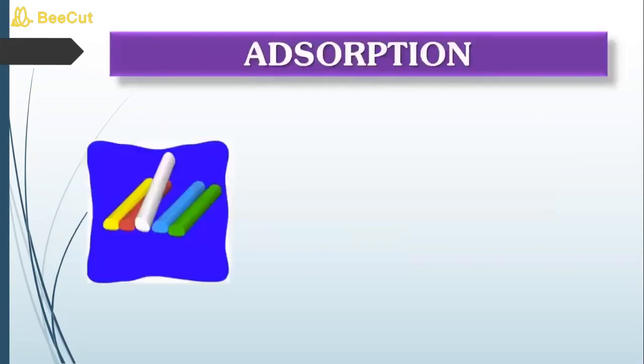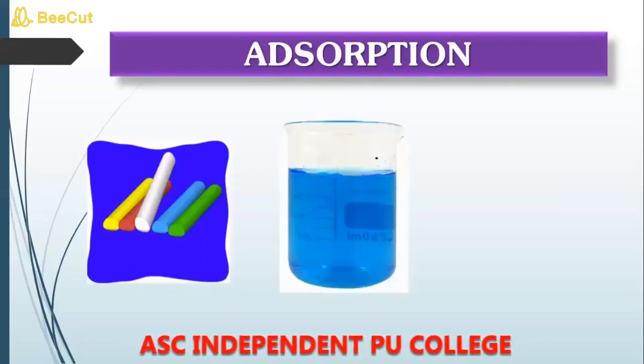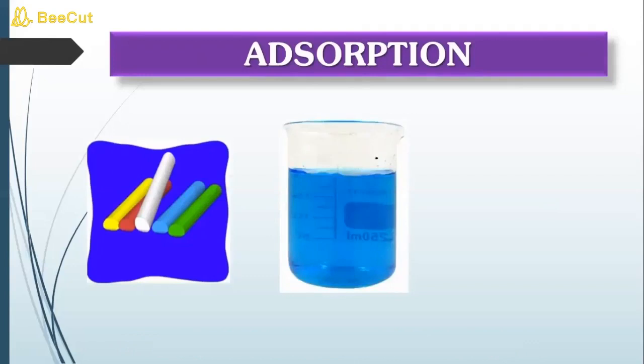Well, if you look at the screen, you have many chalk pieces. Now, pick the white colored chalk piece and dip it into a beaker containing water which is mixed with blue colored ink. Dip this chalk piece for 20 to 30 seconds, then observe the change. Again, observe the change. Then break the chalk piece into two pieces and observe the change.